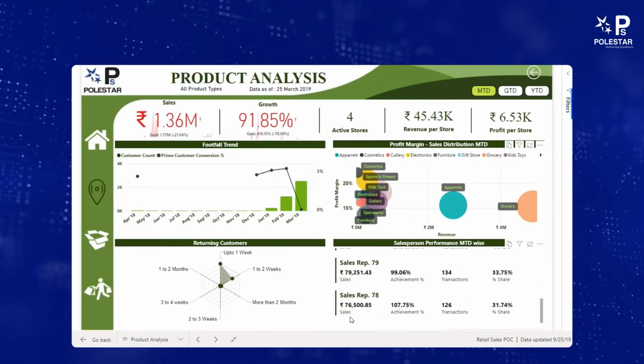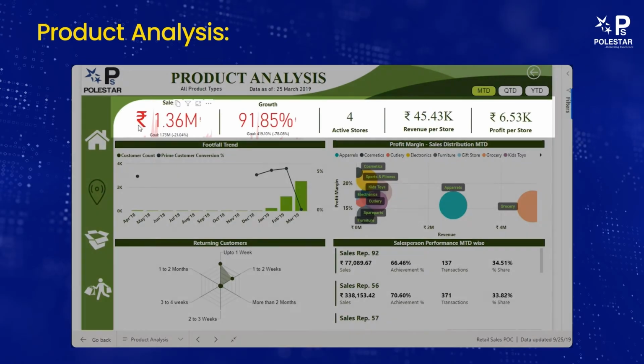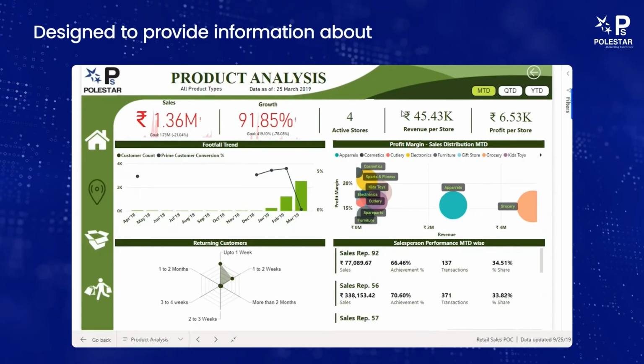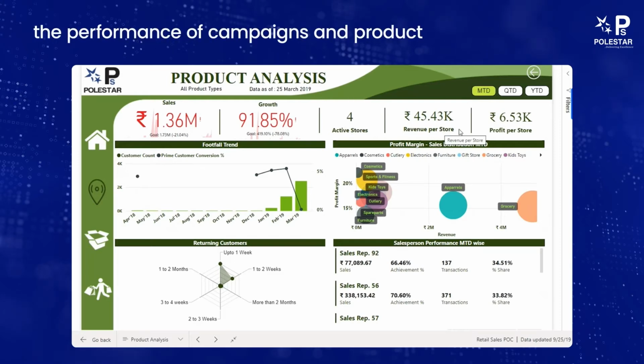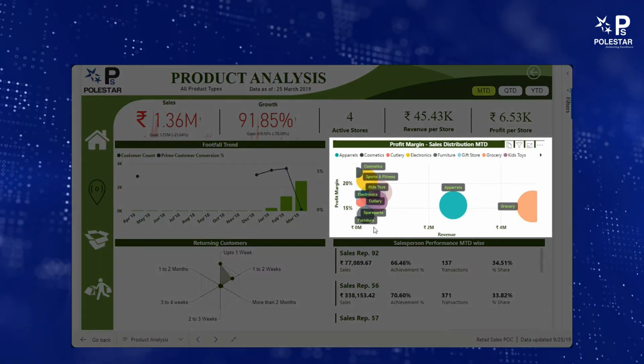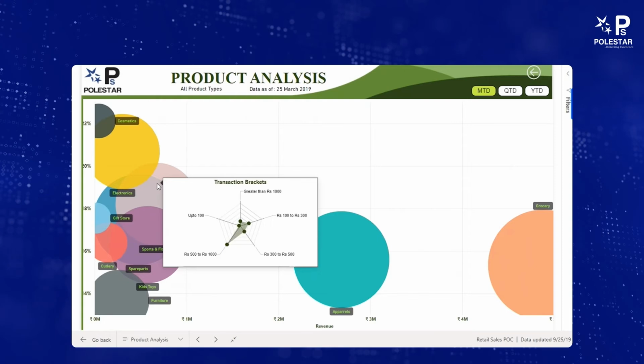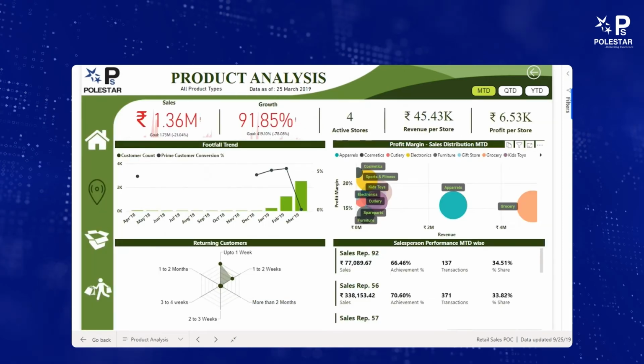Now I'm more interested in knowing what am I selling, so I'll move to the product analysis. In the product analysis, I get some key numbers: what's my sales, what's my growth, how many active stores, what's my revenue per store, and I also get to see all the products that I'm selling and the distribution, where I'm showing what's the revenue, what's the margin that I got on those particular products. In an ideal scenario, I should be having a higher revenue for a higher margin product. That's what I'll be looking out for, those outliers.